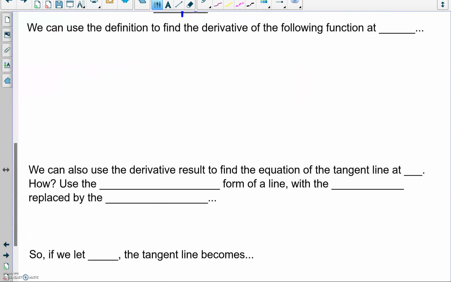So we can use the definition of the derivative to find the derivative of the following function at x equals 2.